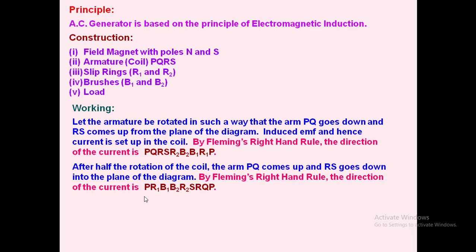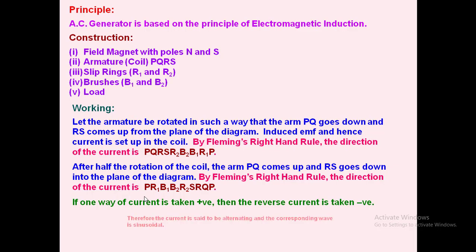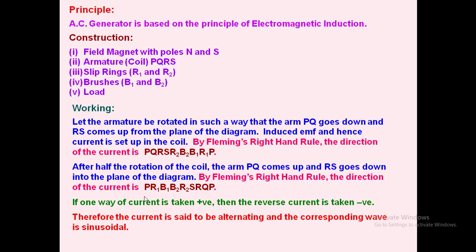After half the rotation of the coil, that means if you rotate the coil by 180 degrees, the arm PQ comes up and RS goes down into the plane of the diagram as shown in the second picture. By Fleming's right hand rule, the direction of current is P R1 B1 B2 R2 S R Q P. If one way of current is taken positive, the reverse current is taken negative because it is an alternating current. Therefore, the current is said to be alternating and the corresponding wave is sinusoidal.